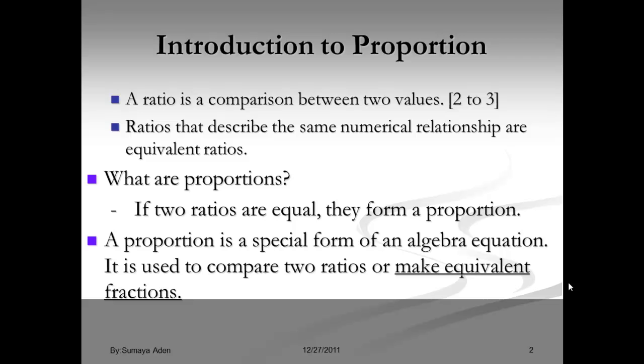Introduction to proportions. A ratio is a comparison between two values, 2 to 3. Ratios that describe the same numerical relationship are equivalent ratios. What are proportions? If two ratios are equal, they form a proportion. A proportion is a special form of algebra equation. It is used to compare the two ratios or make equivalent fractions.